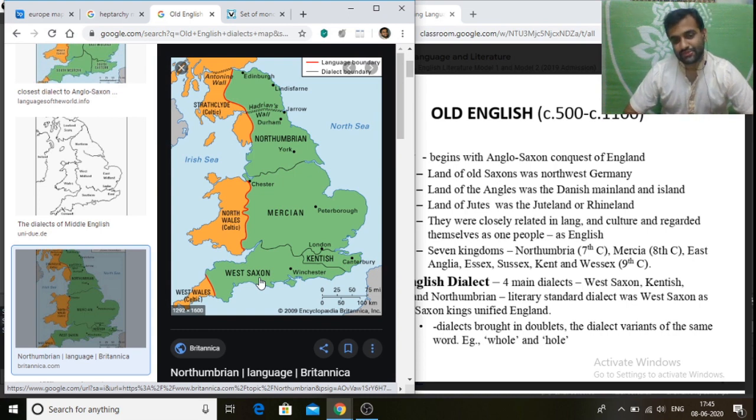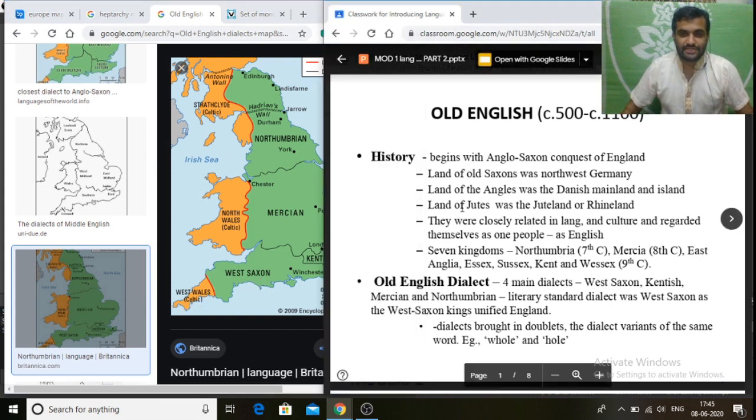Now, what happened because of this? Because of different dialects existing in Old English, we can see doublets. Doublets means words having similar meanings, or words having different meanings even though they sound the same. So many variations of the same words could be found, one from one dialect, another from another dialect. Both were taken into the English language. So there was a sort of doubling happening in the language because of the various dialects that existed there. Okay, so that's about history and the Old English dialects.